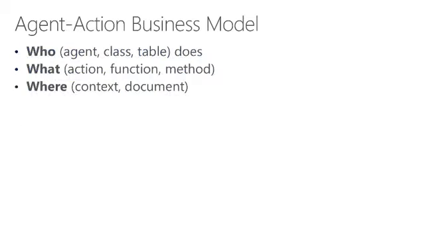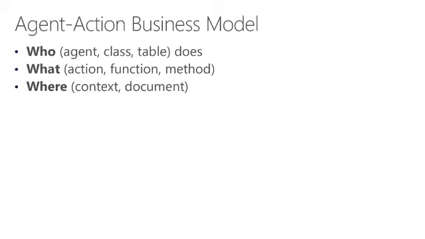So in the agent action business model, you determine who does what, where. The who is the agent, or the class or the table in Business Central, that does what. The what is the action, the function or a method. And then the where is the context within that action.